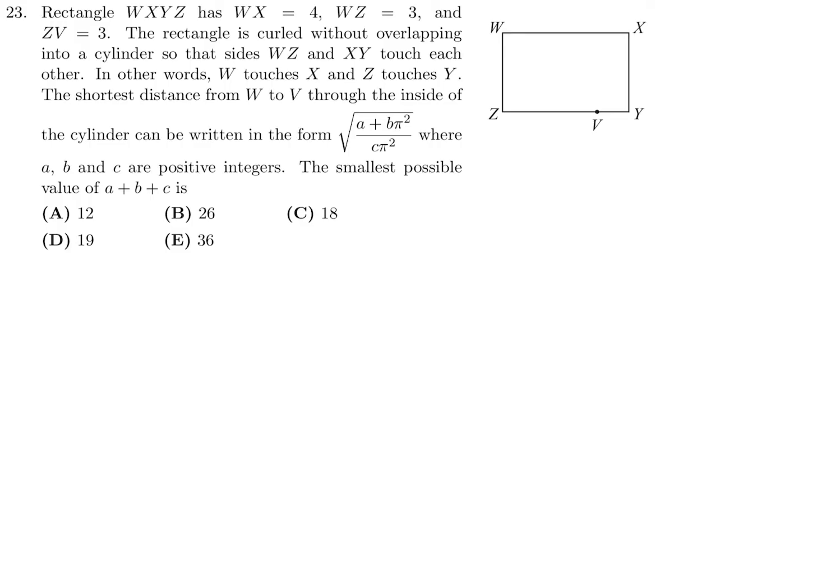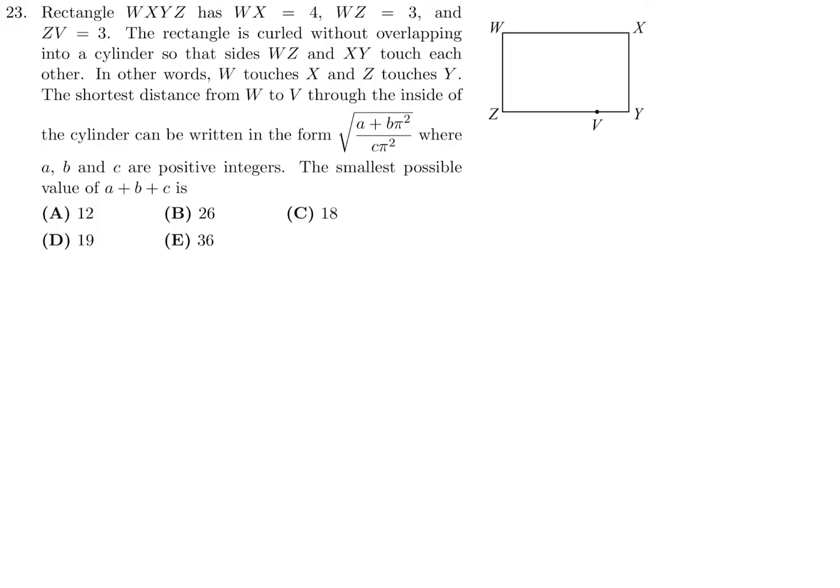The shortest distance from V to W through the inside of the cylinder can be written in the form the square root of A plus B pi squared over C pi squared. The smallest possible value of A plus B plus C is.